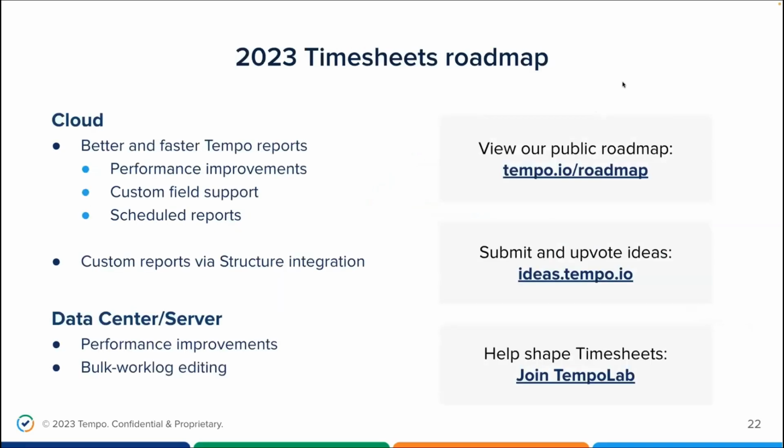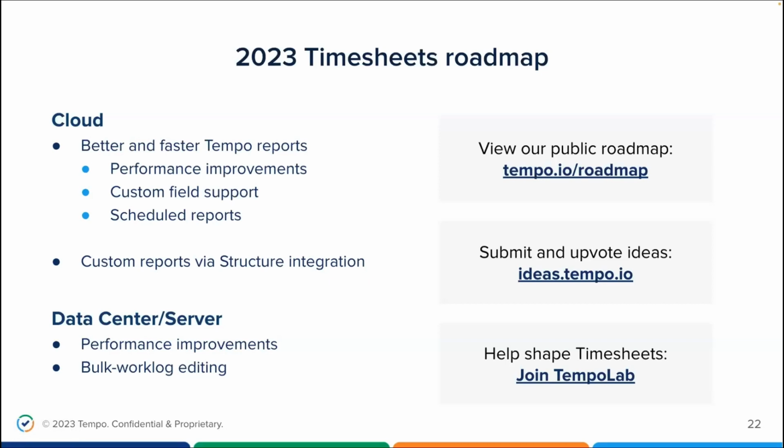All right, and with that, I will throw it over to Catherine quickly to speak through the 2023 Timesheets roadmap. Thanks, Connor, and hello again, everyone. I'll be walking you through the highlights of what's still in store in Timesheets this year. On Cloud, we're working on providing better, faster Tempo reports, and we're first tackling performance improvements with the goal to deliver highly requested and highly anticipated features like support for Jira custom fields, as well as scheduled reports.